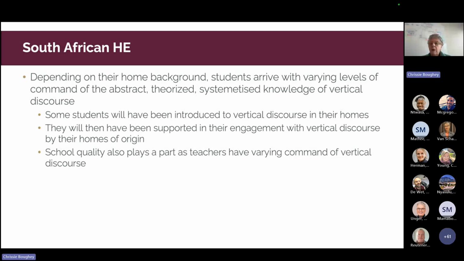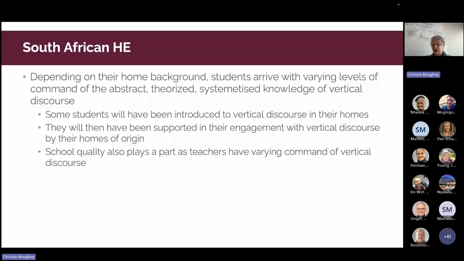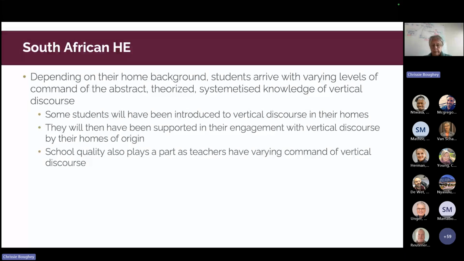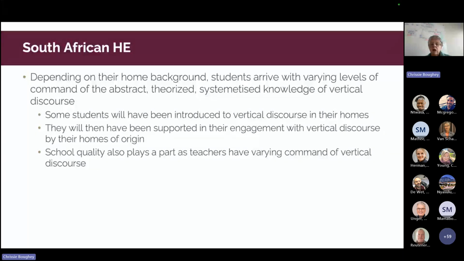So that was probably before my granddaughter even went to school. She'd had a couple of years in school by this time. And then if you think about her going to school, she would come home with homework, or the parents might ask, "What did you do today? What did you learn about today?" And she might try to explain what she'd learned, and the parents would be able to support my granddaughter's engagement with this abstract systematized knowledge, this vertical discourse.